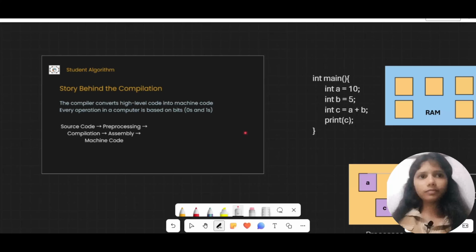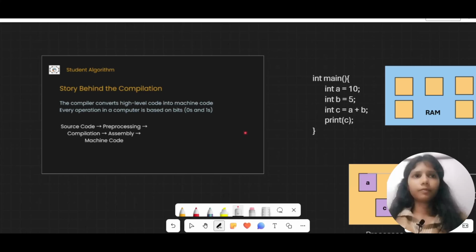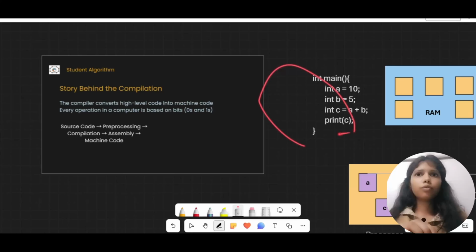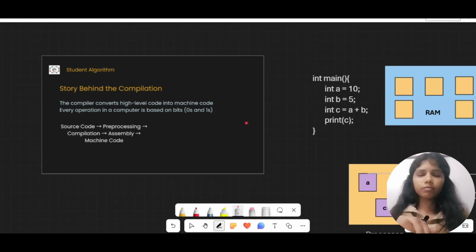This is done by the pre-processing process. Let's also take the define example. In hashtag define, pi is equal to 3.14. Suppose I have used pi in some instruction in a certain line in a program; that pi is converted into 3.14. All this is done by the pre-processing.